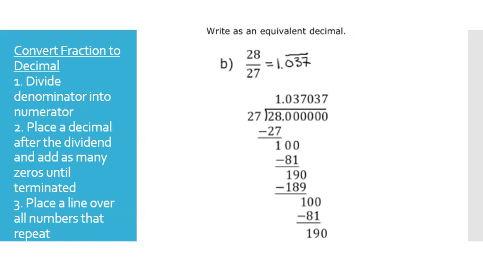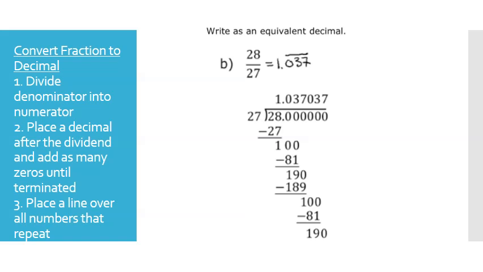Same thing here. I don't really need to go over this because it's basically the same type of philosophy as the last 3 slides, but you're taking the 28, dividing it by 27, and you come out to 1.037037. If you were to continue on, because it's not terminating, if you look down on the bottom of the division problem, you get 190. That's not 0, so it's not terminating.